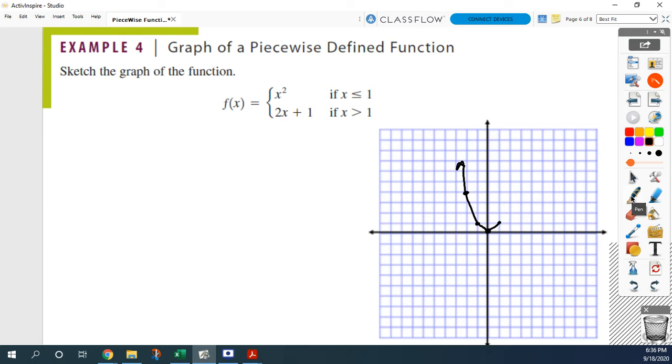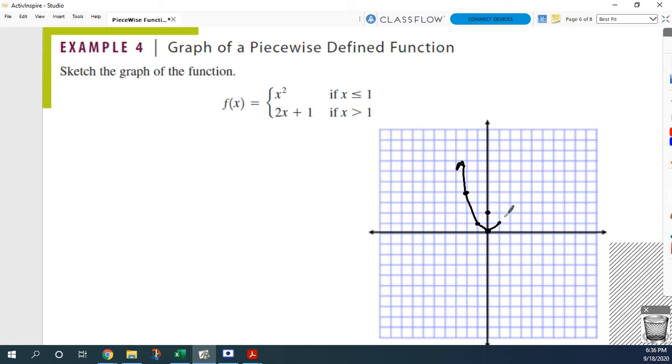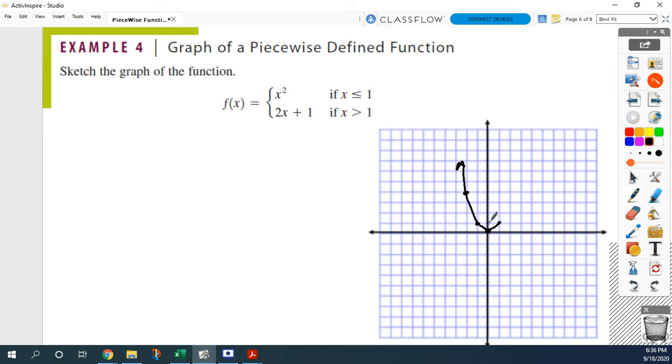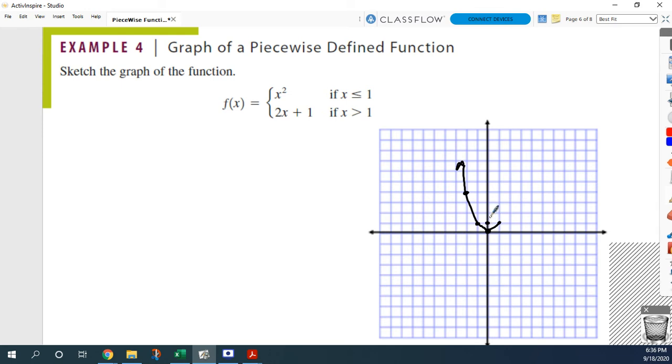Then going on, I'm going to do the same process for my next piece. So I have 2x plus 1. This is going to be a linear graph. So I'm going to go up to 1, and then I'm going to have a slope of 2.